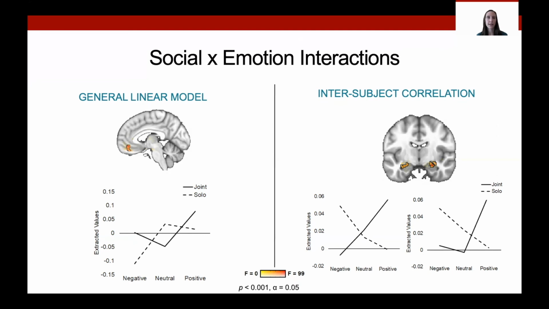So together, these data are consistent with work showing that affective stimuli may lead to greater neural alignment between individuals, but they suggest that positive events may be more salient when together and negative events may be more salient when alone.